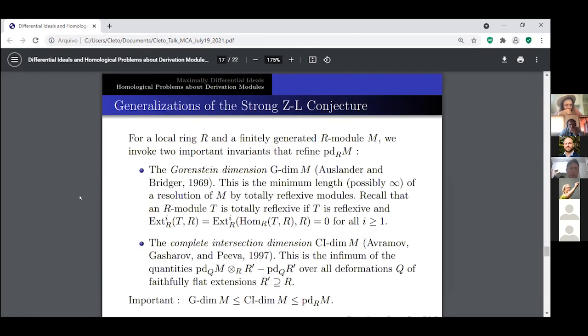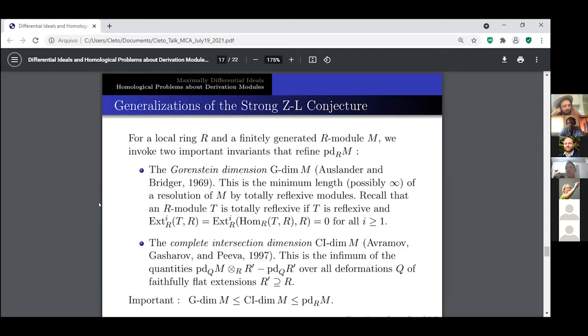Now let's look forward and generalize the strong Zariski-Lipman conjecture. So I'm going to recall now a couple of important variants that refine the usual projective dimension. The first one is the Gorenstein dimension, G-dim, which is due to Auslander and Bridger. It dates back to the late 60s.